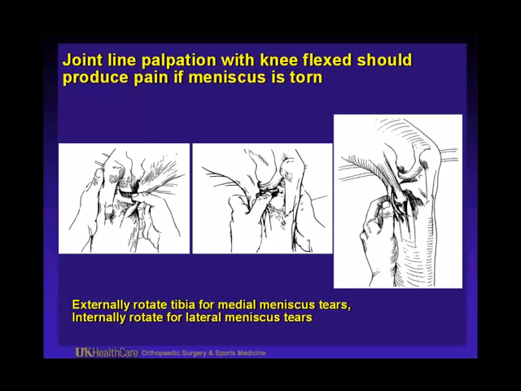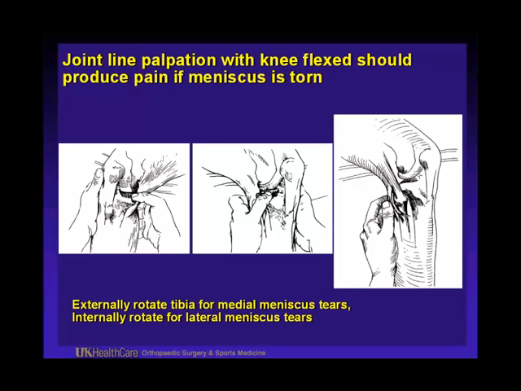Joint palpation with the knee flexed. If we have a meniscus tear, typically there will be mid-posterior third pain for a medial meniscus, and mid-lateral pain if there is a radial tear or cystic lateral meniscus tear.